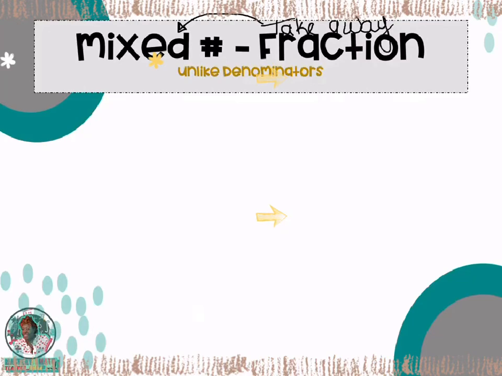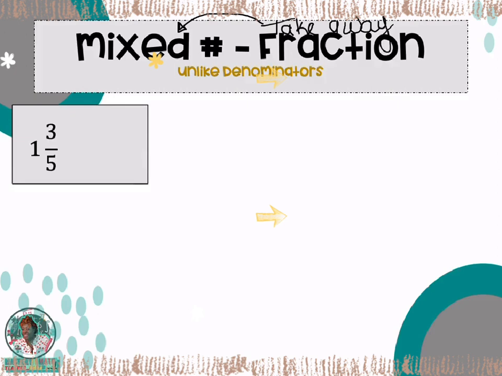Now let's look at our mixed number and our fraction. Our mixed number is 1 and 3/5, and our fraction is 4/6. And remember, I said you're taking away 4/6 from 1 and 3/5.